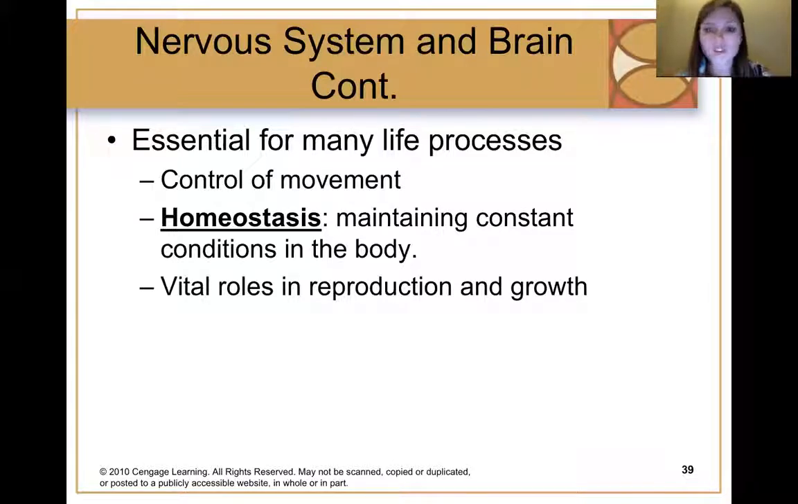So there are so many processes that go on in the body on a daily basis that work in opposition to each other to make sure that there is a good balance, or homeostasis. And so the nervous system also has vital roles in reproduction and growth.